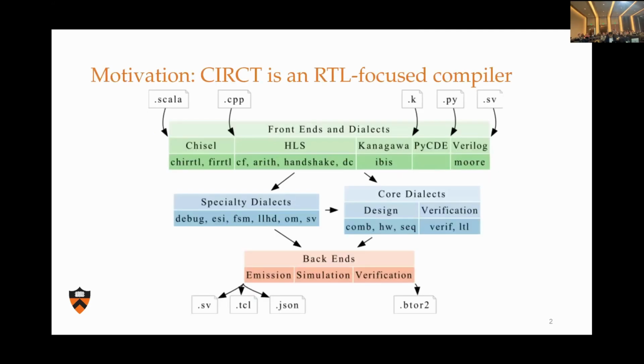Circuit is, as you can see here, kind of a unified compiler. It can handle a bunch of front ends, and then it lowers everything to a unified IR. What you can notice about these front ends is that they're all kind of RTL focused, so it's either RTL or HLS things. It doesn't really handle many higher level paradigms natively inside of the compiler.